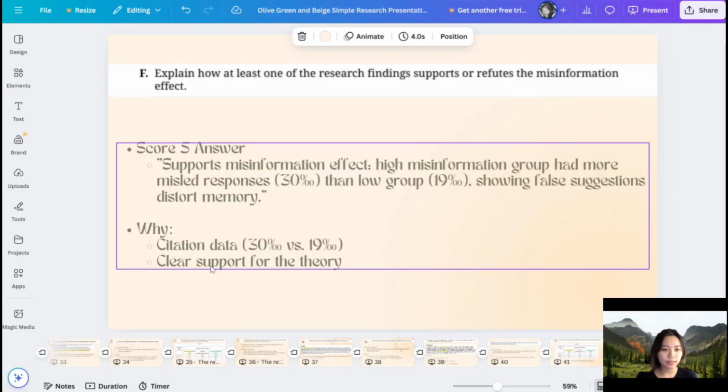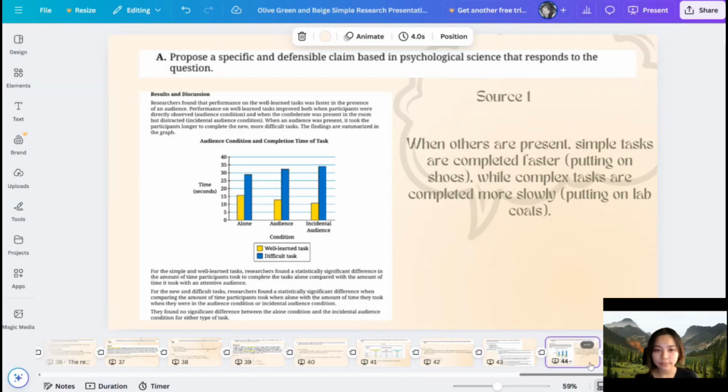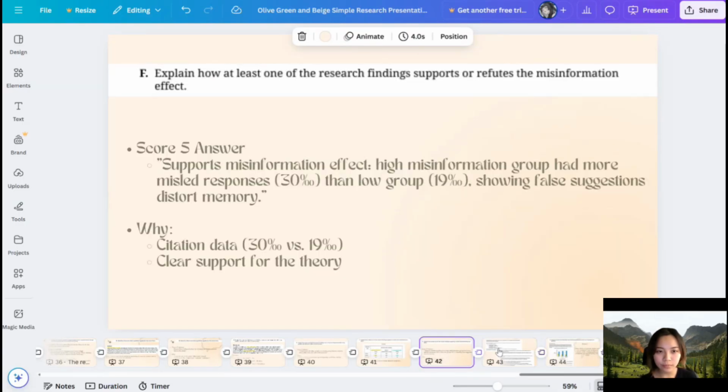Why is this a good answer? First of all, citation of data. 2, clear support for the theory. That's all, right? It's pretty easy. You just make a claim and find the evidence. You can make any claim because they state that at least one, right? So you can do any. Okay.